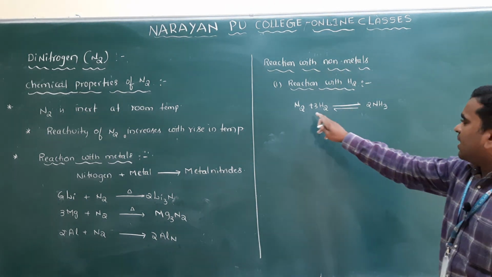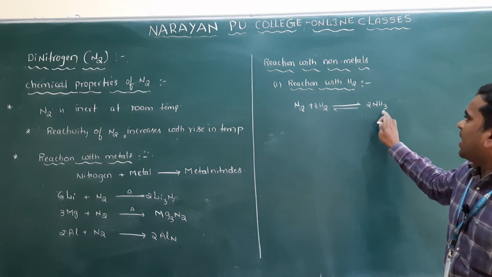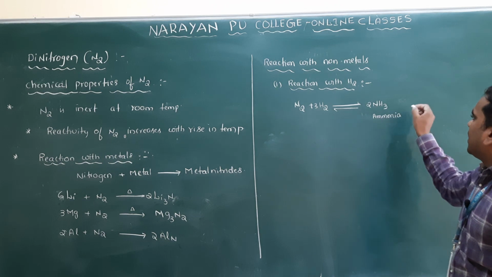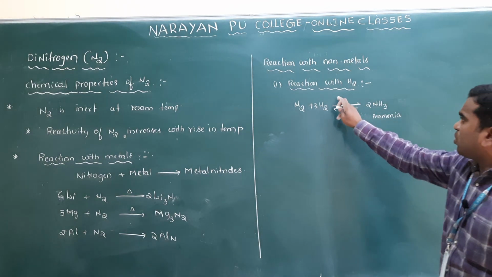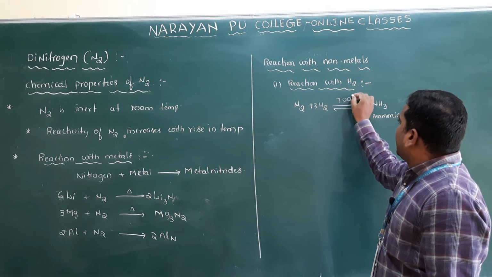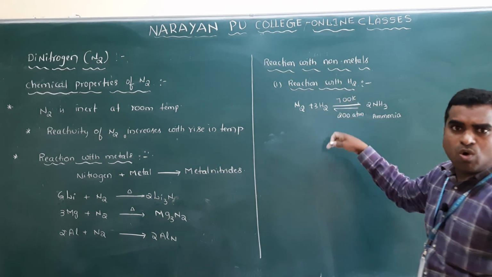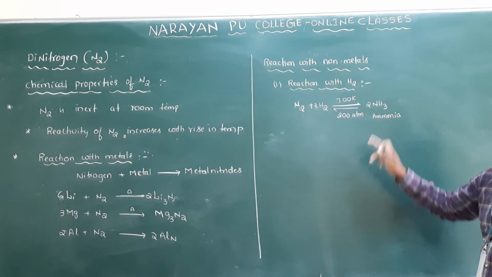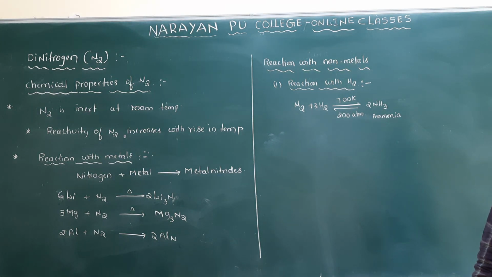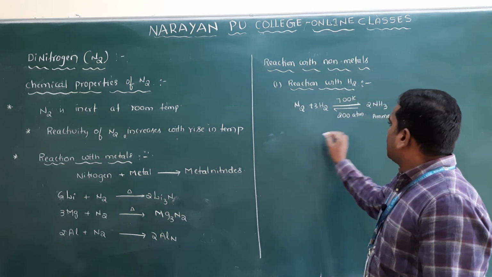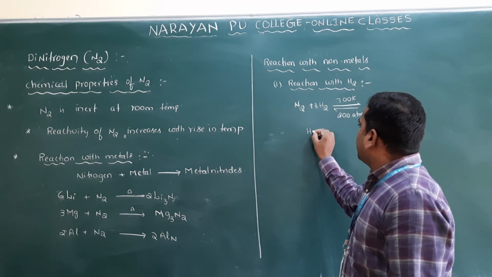And you see, whenever nitrogen reacts with hydrogen, you are getting ammonia. But you have to maintain 700 Kelvin temperature, 200 atmosphere and a catalyst. All that we will discuss in the next class, because preparation of NH3 is there. So this is one of the preparations of ammonia. This process we will call Haber's process.